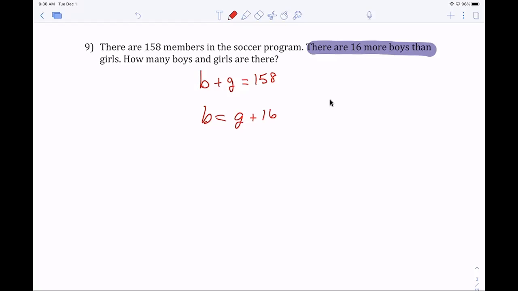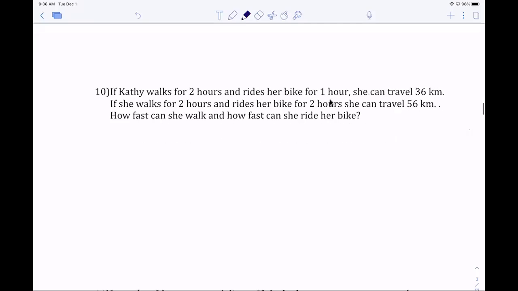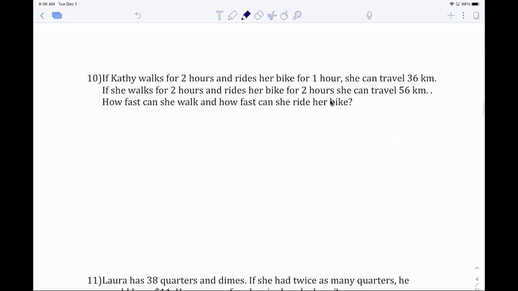All right, here we go. Let's try number 10. Put a highlight on number 9. All right, number 10. Okay, finally, we get to one that's challenging. All right, so everybody's got to read number 10.